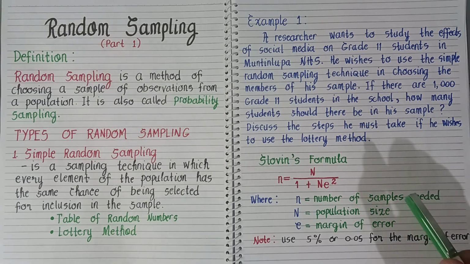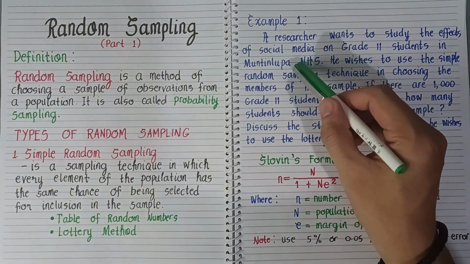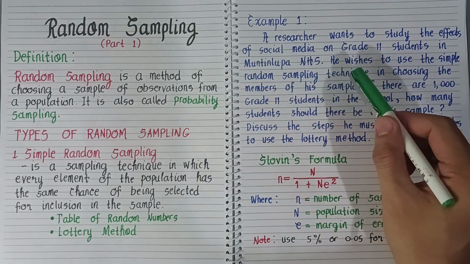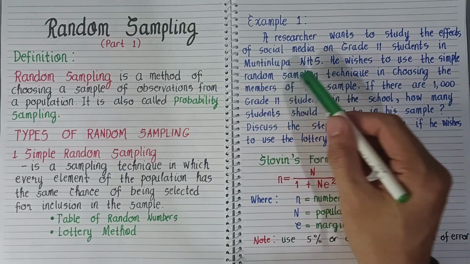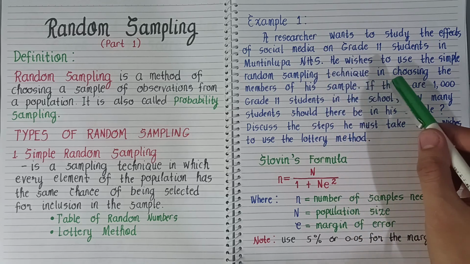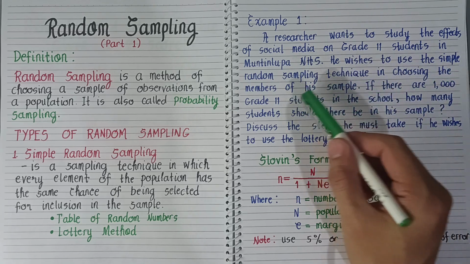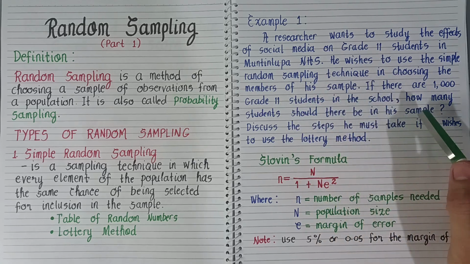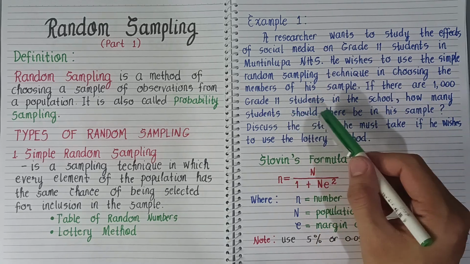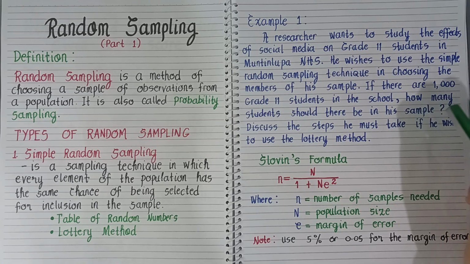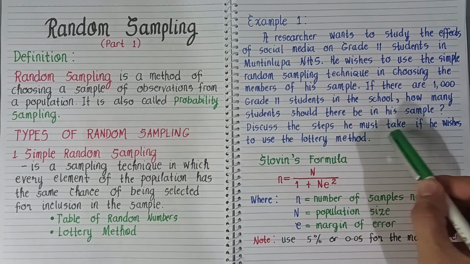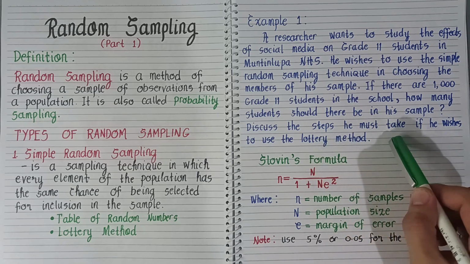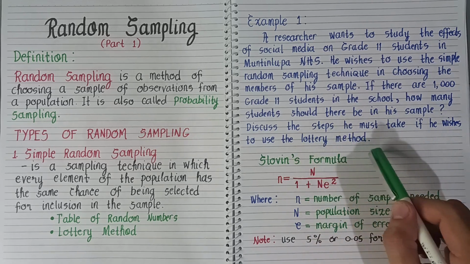So, let's answer example number 1. A researcher wants to study the effects of social media on grade 11 students in Muntinlupa National High School. He wishes to use the simple random sampling technique in choosing the members of his sample. If there are 1,000 grade 11 students in the school, how many students should there be in his sample? Okay, so discuss the steps he must take if he wishes to use the lottery method.